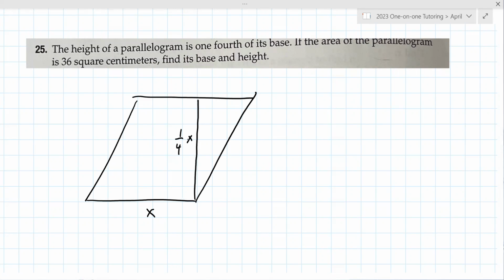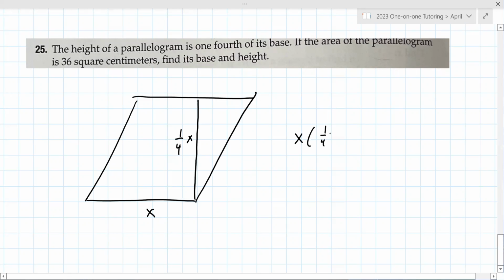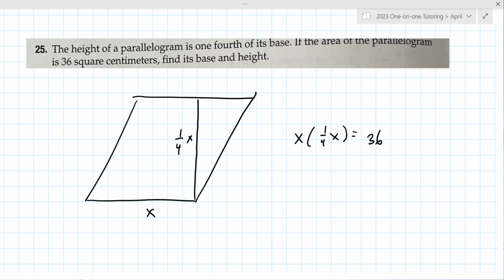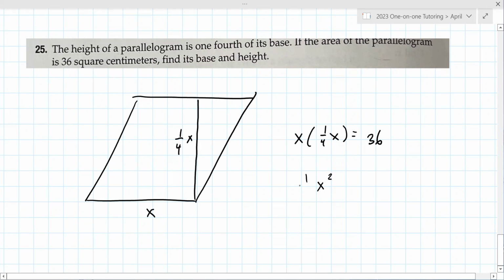All right, so the base times height, x times 1/4 x, equals 36. Just like the last problem. This one's easier though because there's no factoring. You just multiply the x's, keep the 1/4. Maybe you remember how to solve this one. No factoring needed this time. Equals 36. Divided by 1/4.